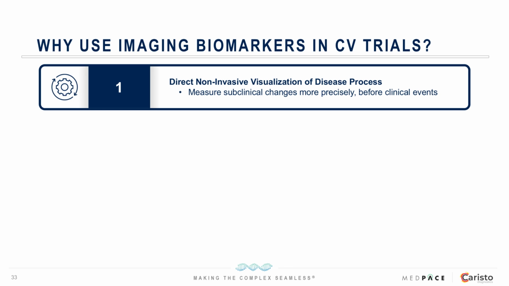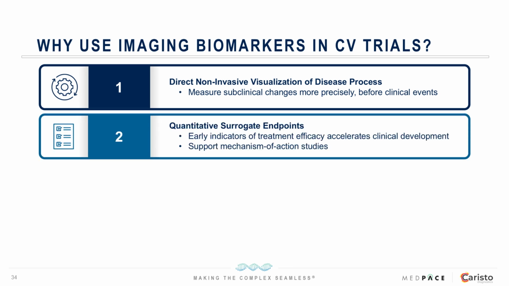In atherosclerosis, we can use imaging to measure disease progression or regression more precisely via changes in plaque burden, composition, or inflammation, as you've heard. And this often precedes the hard endpoints like myocardial infarction. Having quantitative surrogate endpoints which can offer early insights into treatment efficacy could shorten trial durations and even help support mechanism of action studies.